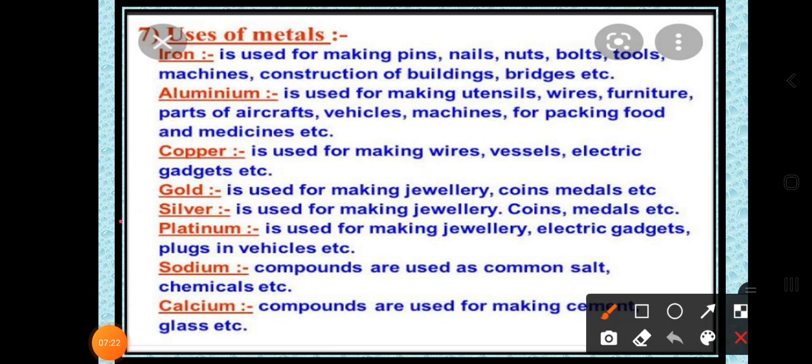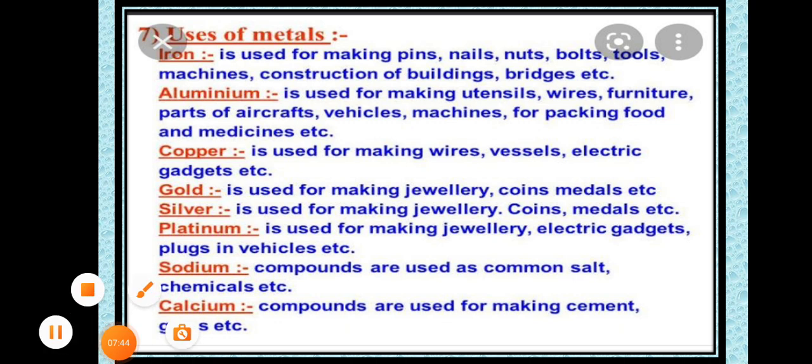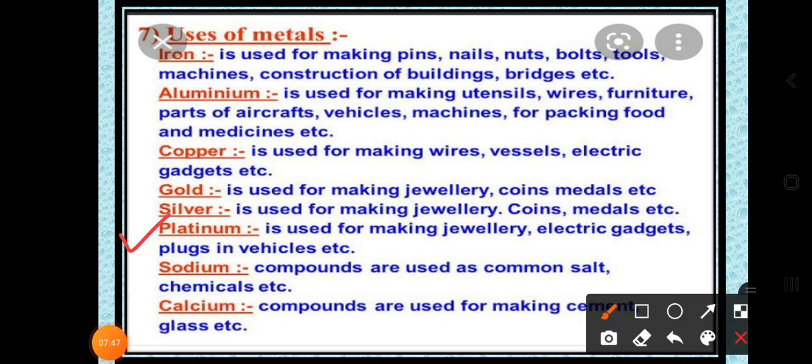Next is silver. Silver is used for making jewelries, and in some homes you can observe plates and spoons. For puja purposes they prepare utensils. So silver is used for making jewelries, coins, and medals. Next is platinum. Where are we using platinum? Platinum is used for making jewelries, electric gadgets, and spark plugs in vehicles. So we are using platinum in many areas.